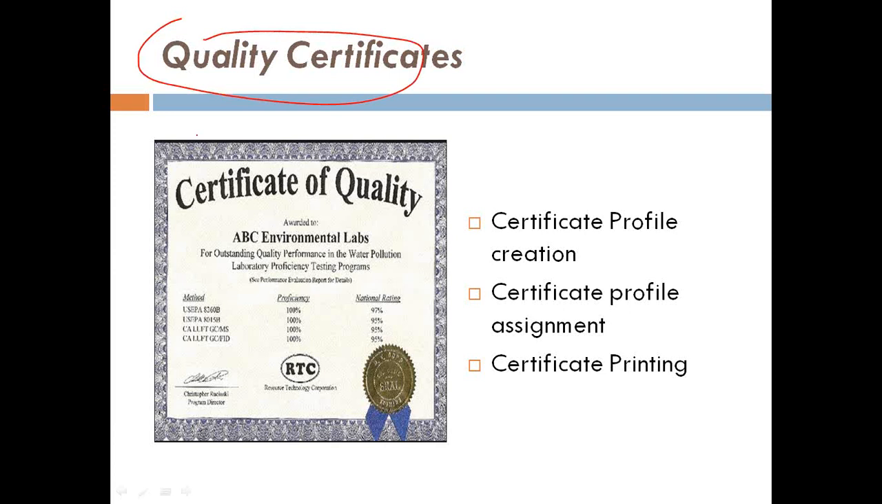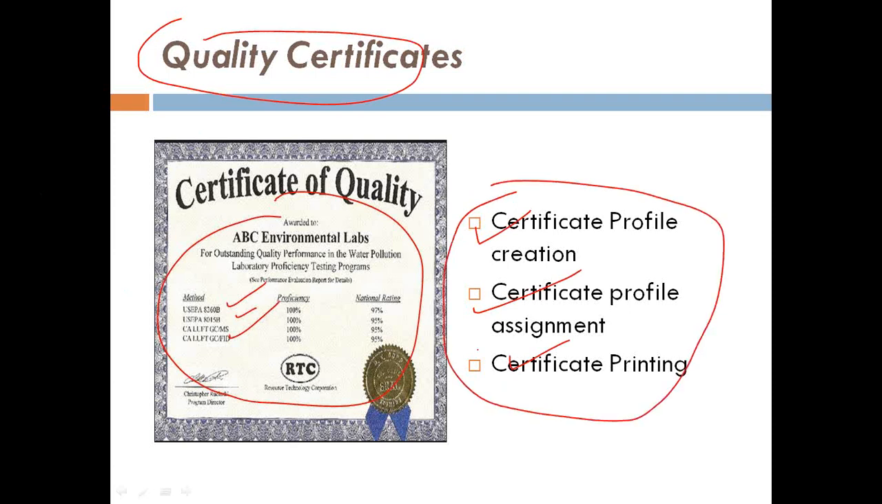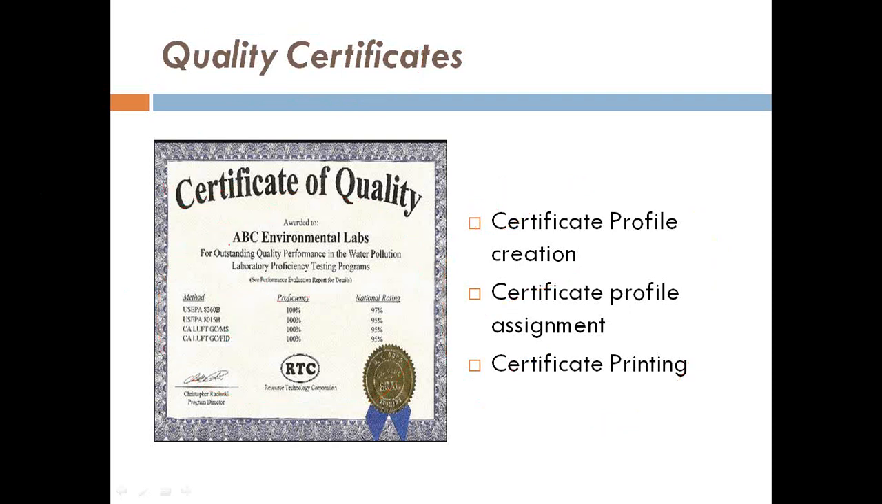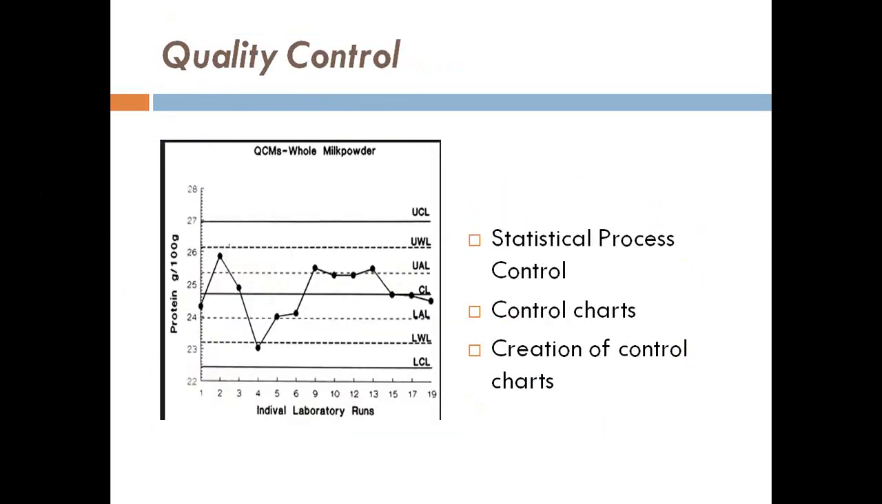Normally once the inspection activity is done, the analyst will take a printout of all the results, correct? So how to take this printout from SAP, we will learn. What settings you have to make, how the printing will be done, all those things we will learn. So that certificate of quality we will see. Now the next one is quality control.